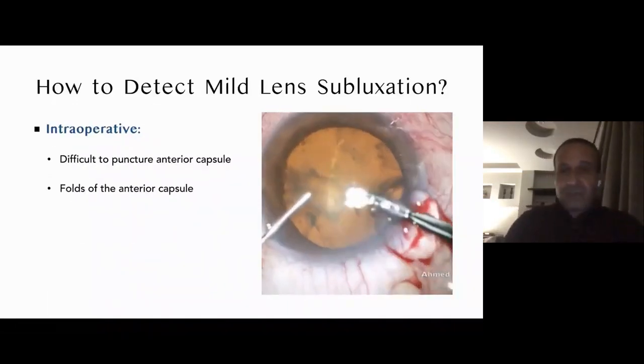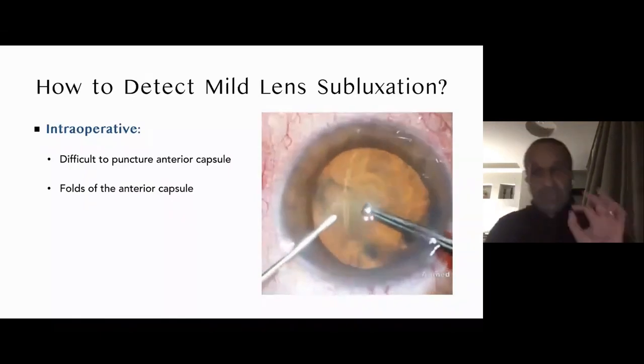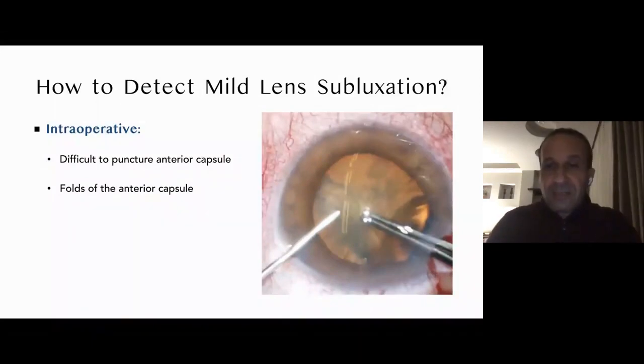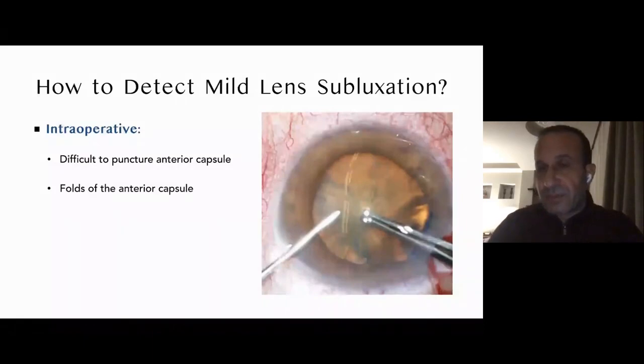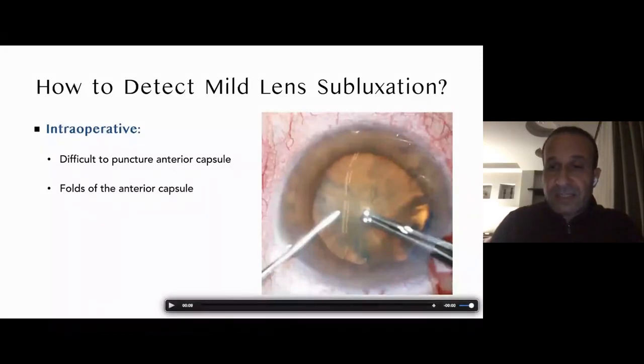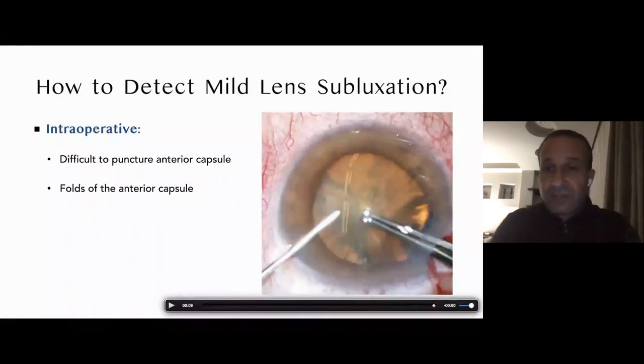What about intraoperatively? Sometimes intraoperatively you can have a clue that you are going to have trouble. As you can see in this movie, I found difficulty puncturing the anterior capsule to initiate capsulorhexis. I used to puncture the anterior capsule with Utrata forceps, and you can see here that I couldn't puncture the anterior capsule. After several attempts I succeeded, of course, but we found that the capsule is redundant or somehow elastic. And this is denoted by the corrugation here of the anterior capsule.